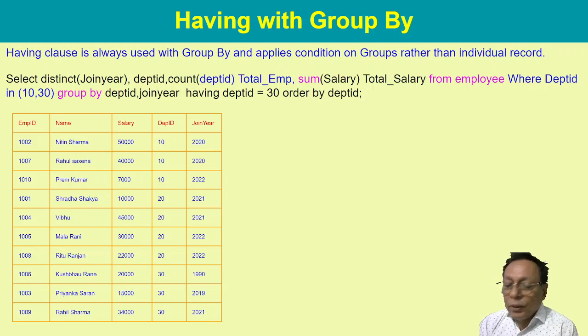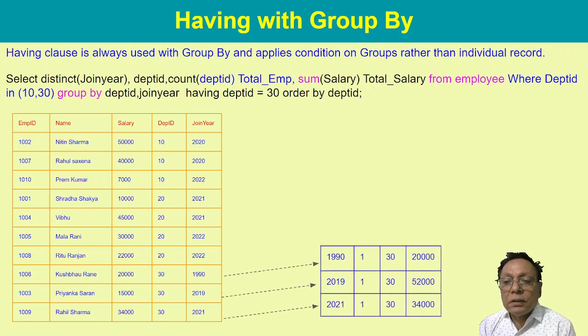Let's see what happens after execution of this statement. You'll see department 30. Department 30 has records for 1990, 2019, and 2021, one record each. Now let's move to MySQL to run this statement.